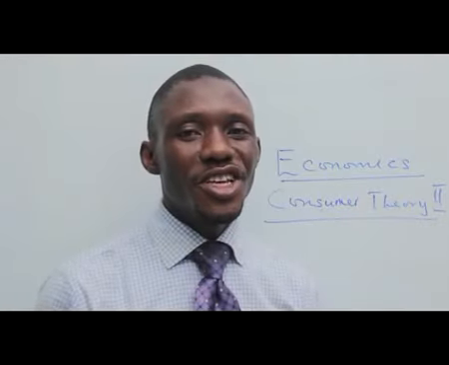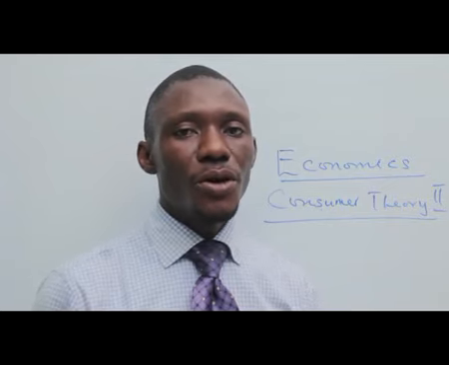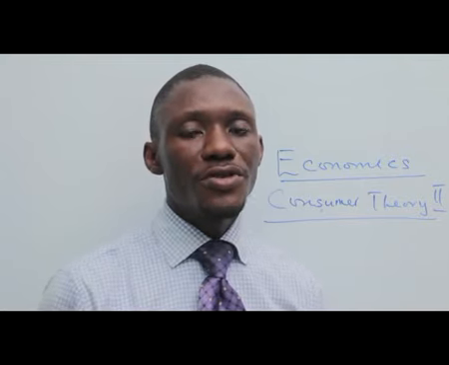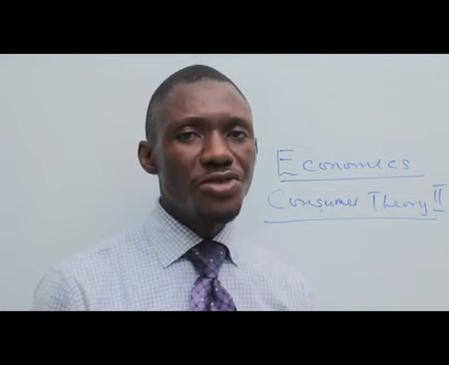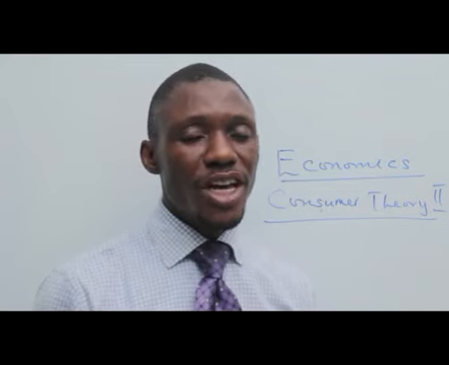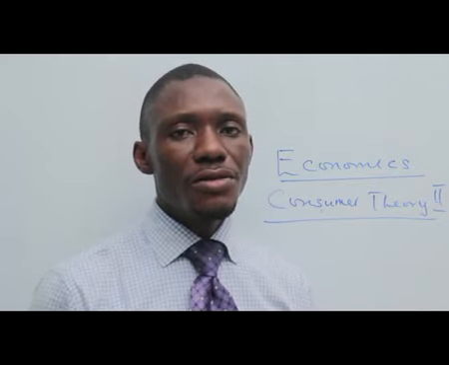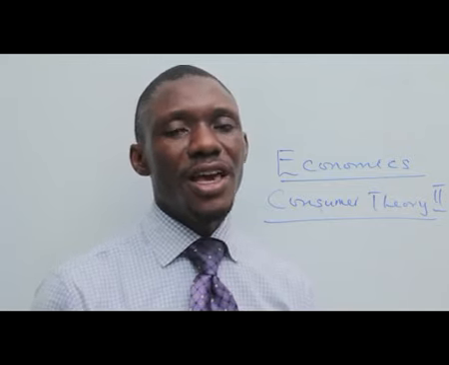In economics class today, we shall be looking at consumer theory 2. The last time, we looked at theory 1, where we explained utility, coming down to the concept of utility. Then we finalized that one by looking at the law of diminishing returns as well as the consumer equilibrium. But here, we want to look at the indifference curve, budget line, as well as the equilibrium under this area.